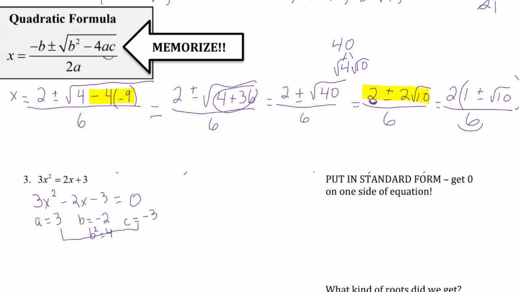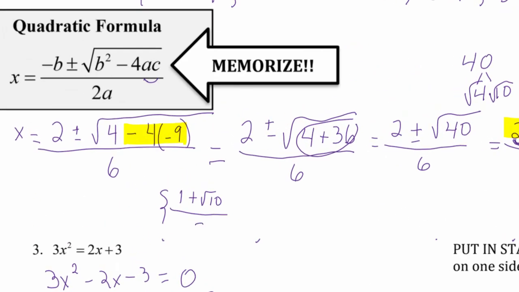And now we're going to reduce these factors here. So 2 goes into itself once and into 6 3 times. So we have ended up with our 2 roots: 1 plus square root of 10 all over 3. Make sure you put that big division bar. And also 1 minus square root of 10 all over 3. These are the exact solutions.